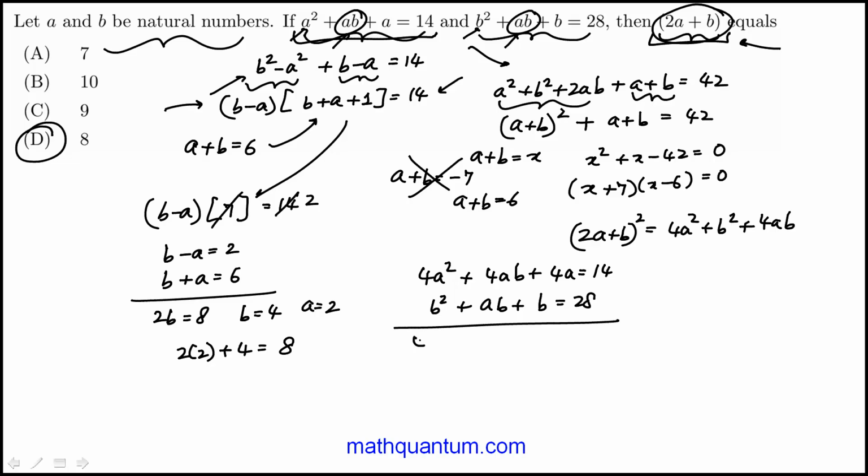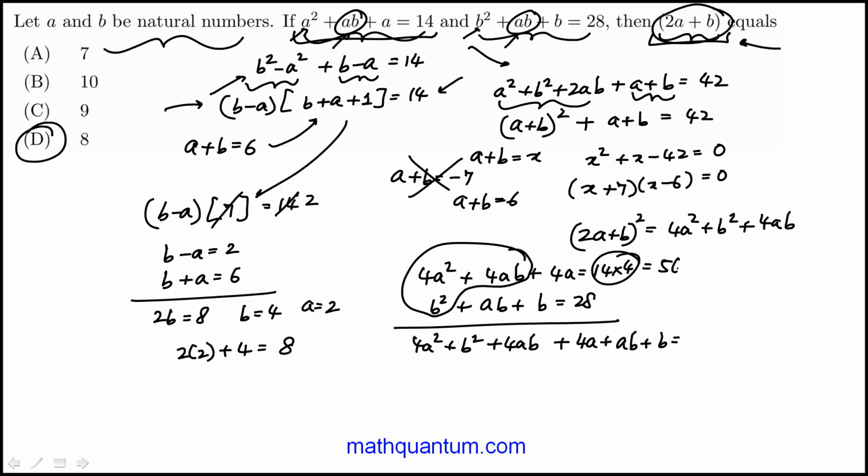So if you add these, we get the 4a square plus b square plus 4ab, these three pieces. And then I have 4a plus ab plus b. Actually, I need to multiply this by 4, so that's 56 plus 28, 84. So that would have become 2a plus b square.